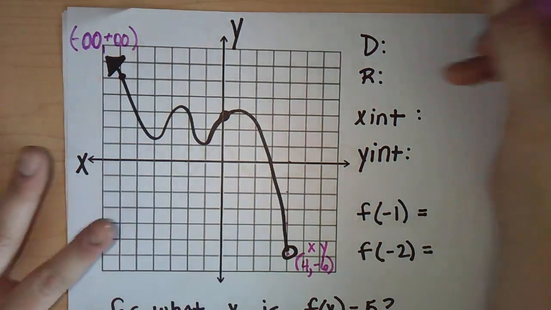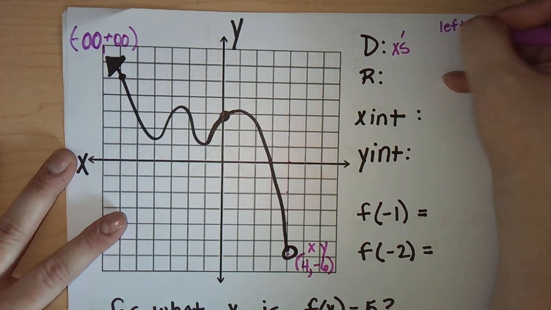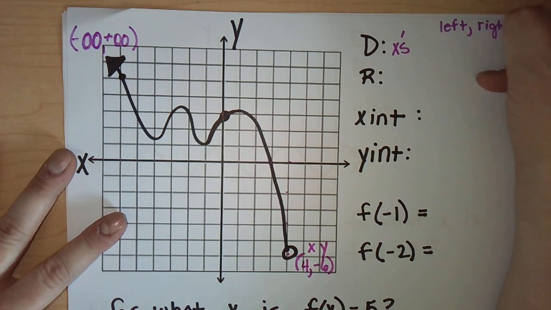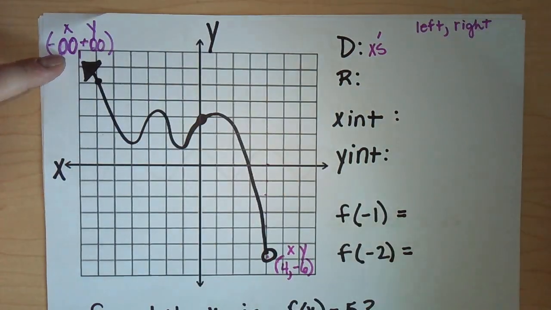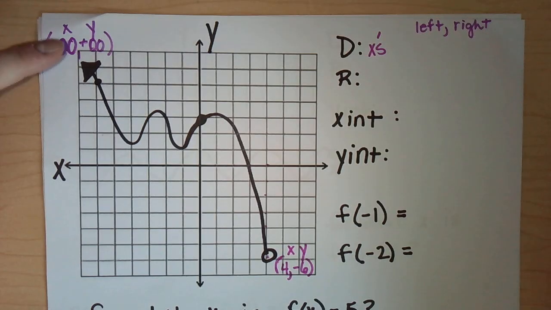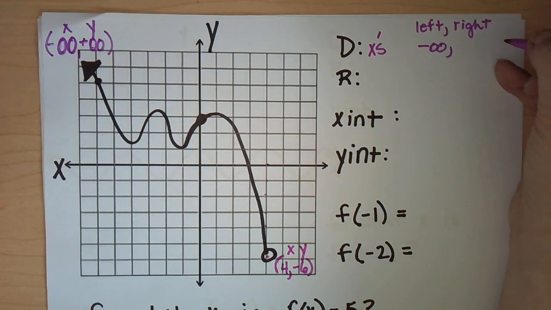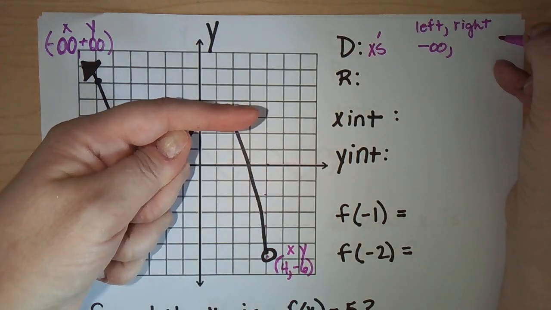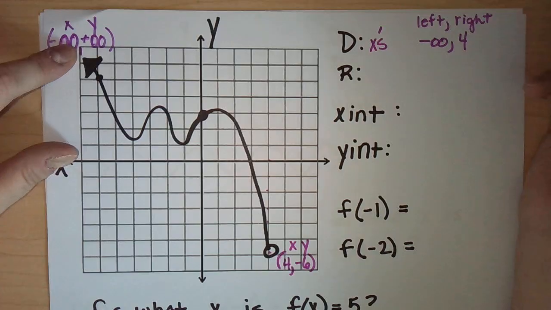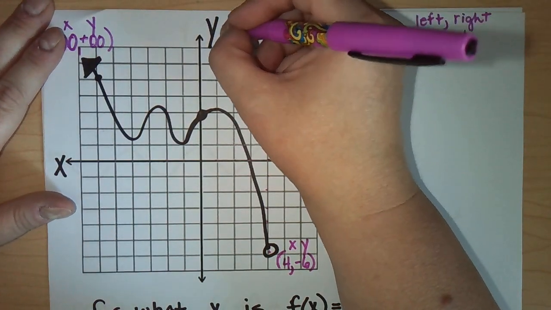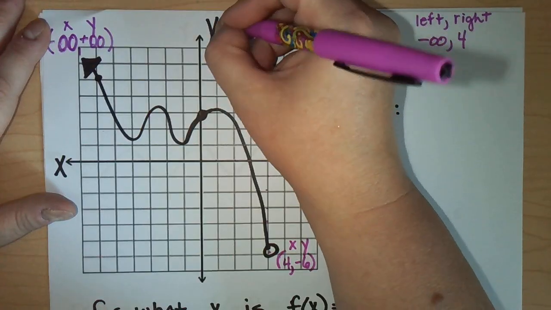Okay. Let's do our domain. X's. It's left to right. As in the X value from the very leftist part of the picture. So the X value from the very leftist part of the picture is negative infinity. The X value from the very rightmost part of the picture is 4. Okay, let's remember that open holes and arrows use parentheses.